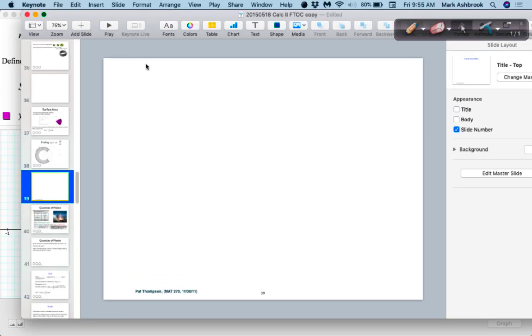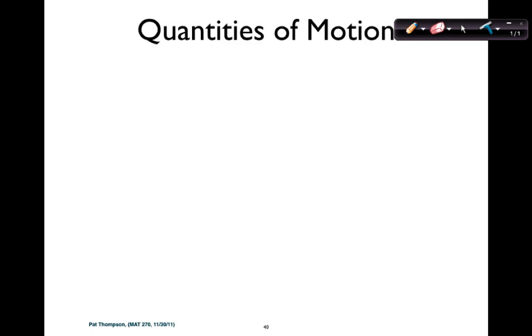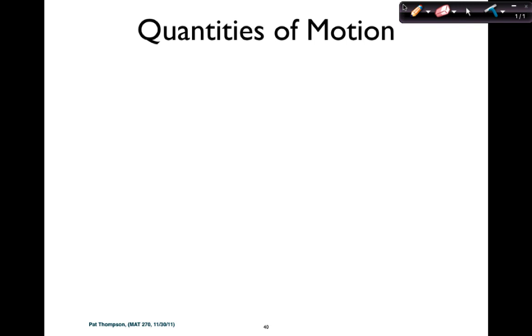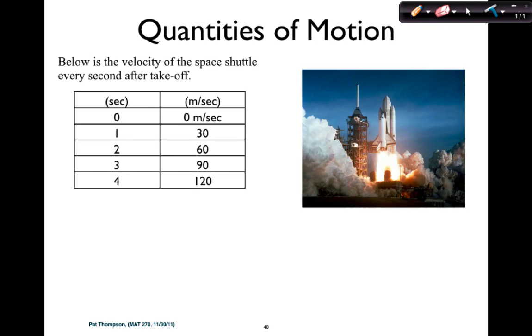So let's talk about something totally different. Let's do quantities of motion. So we used to have a space shuttle program. Many of you weren't alive when we had the space shuttle program, but you might remember seeing these. The space shuttle, they launched like rockets and they landed like planes. They went into orbit and they helped build a space station, and then they'd come down and land in Florida like a plane.